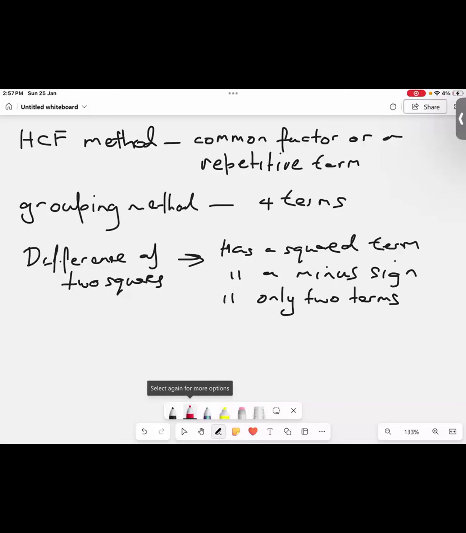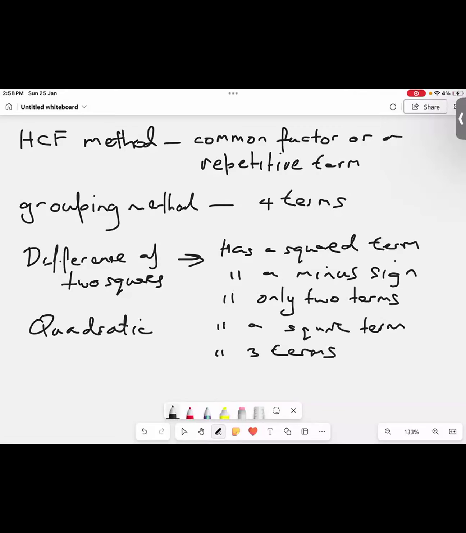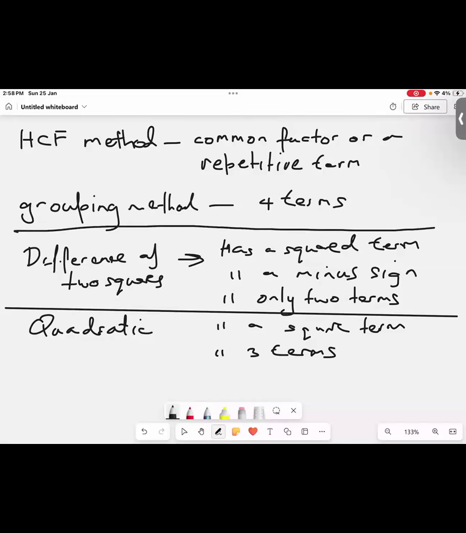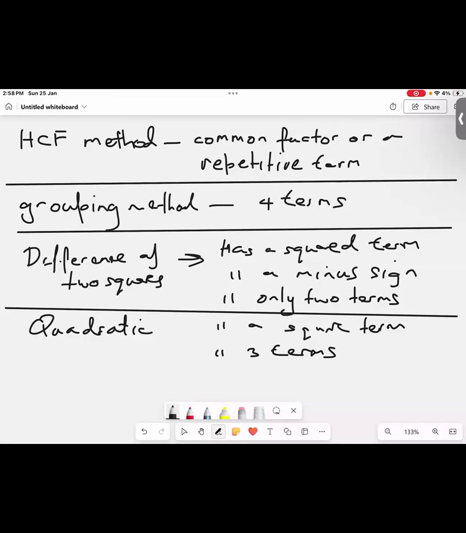And then the last one, which is quadratic. The quadratic has 3 terms and a square at the front. So it has a square term at the front, and it also has 3 terms. So when you get factorization, you're going to get something with 2 of the 4, something with 3 of the 4. It's based on practicing, you'll be able to pick up which one is which.